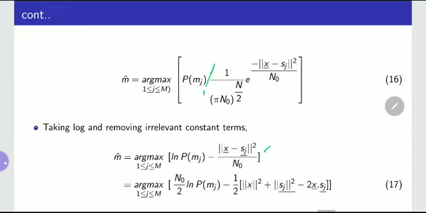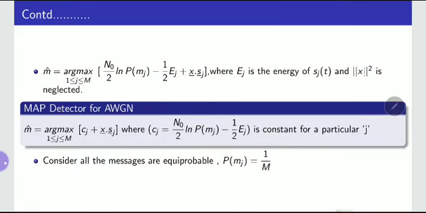And we know that the norm of sj square, which we studied in the first lecture, is the energy of the signal. Norm square is the energy. So argmax, it is minus half Ej plus x dot sj, where Ej is the energy of sj of t, and the other term is neglected. So we have got the MAP detector for AWGN as m cap equal to the maximum of the term cj plus x dot sj, where cj is N0 by 2 ln P of mj minus half into Ej.